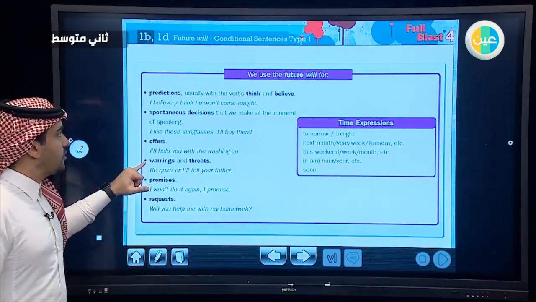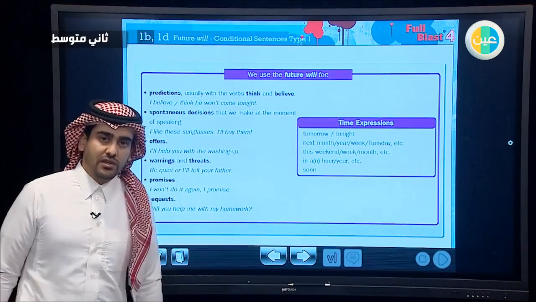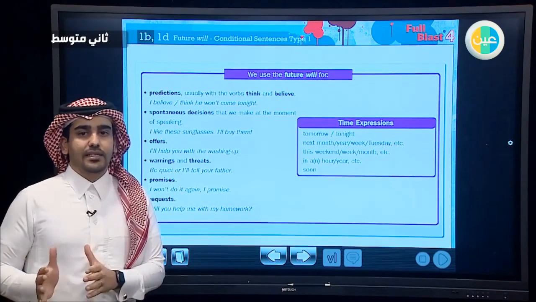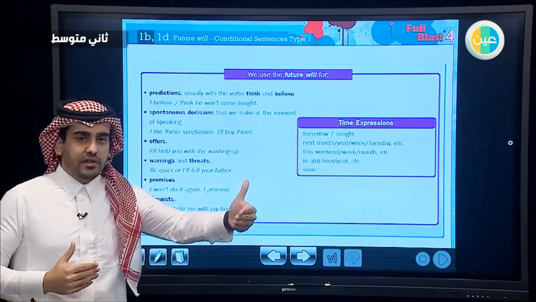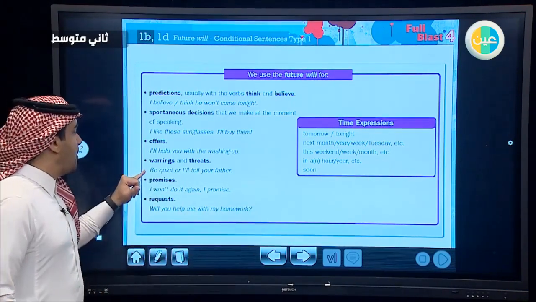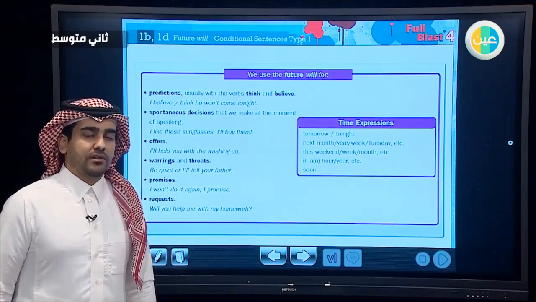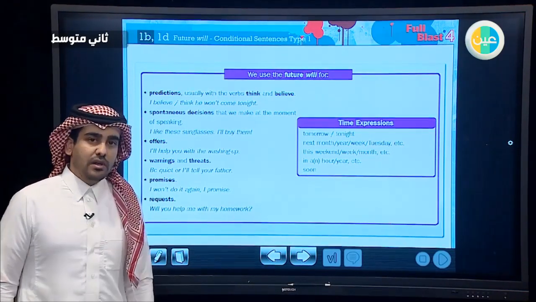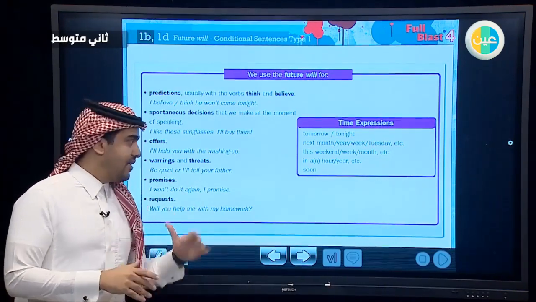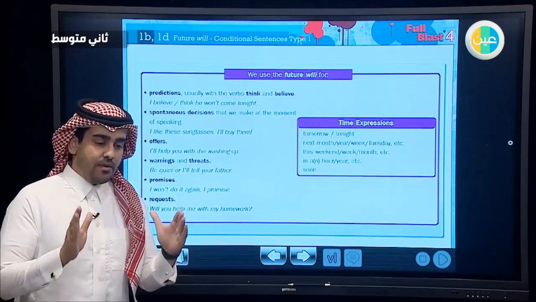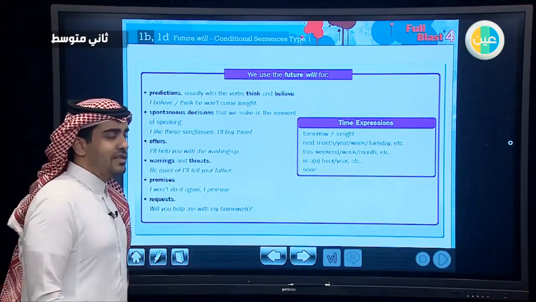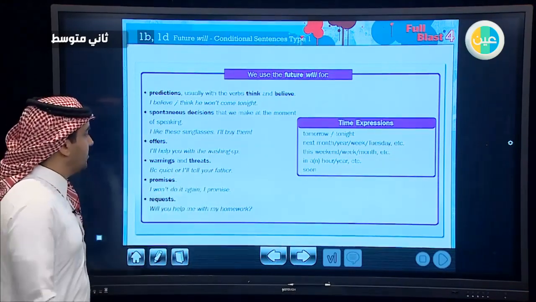We also use future will with warnings and threats. Warnings and threats. إذا نستخدمها مع التحذيرات والتهديدات. أحذر شخص أو أهدد شخص استخدم في زمن المستقبل استخدم معها will. For example, be quiet or I will tell your father. Okay, be quiet or I will tell your father. So in short form, I'll tell your father. So this is a warning. Okay, هذا تحذير إنه كنها أو ابقى صامتا وإلا سوف أخبر والدك. إذا هذا يعتبر تحذير أو تهديد. إذا نستخدم معه قاعدة future will.